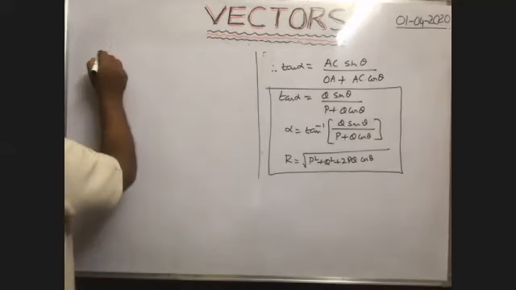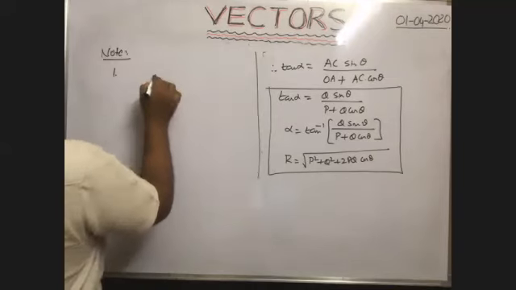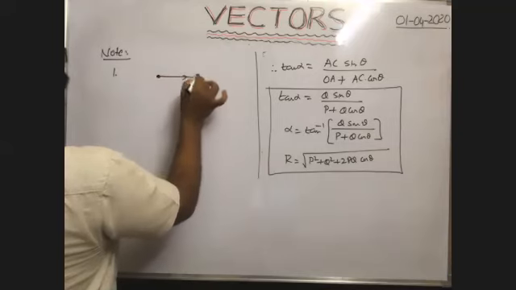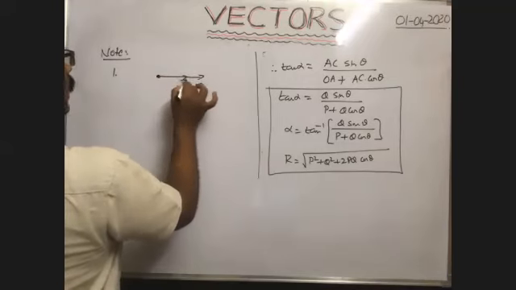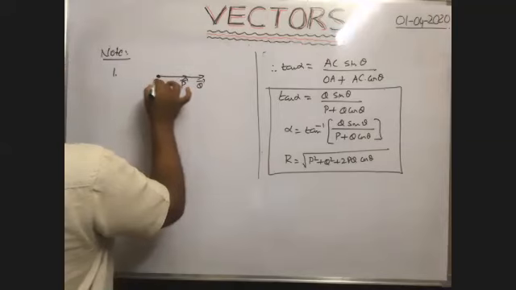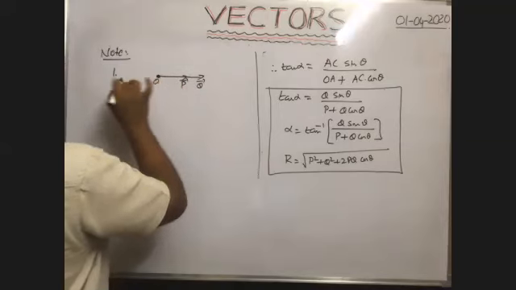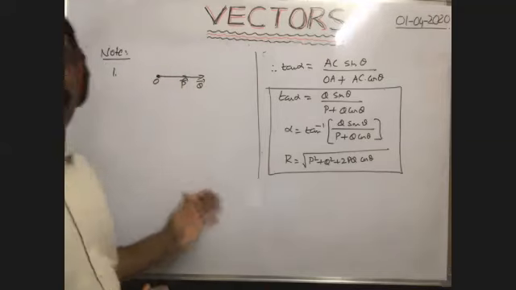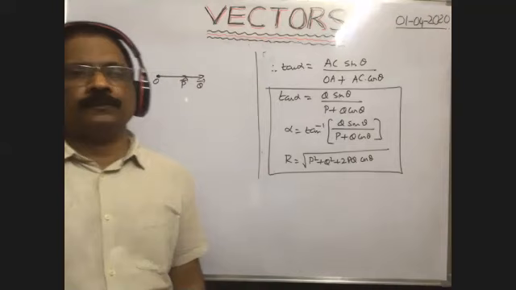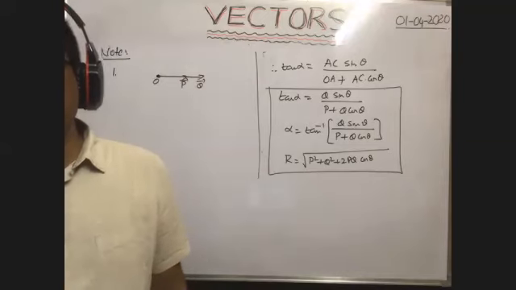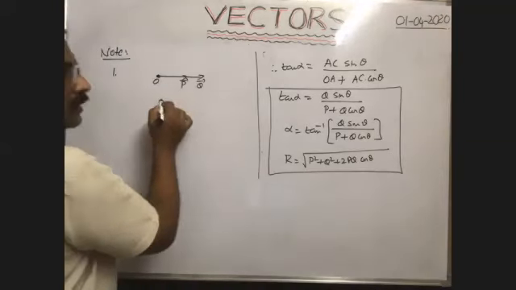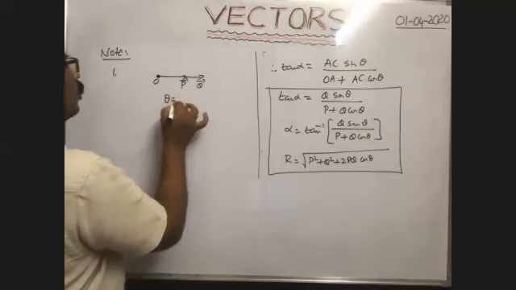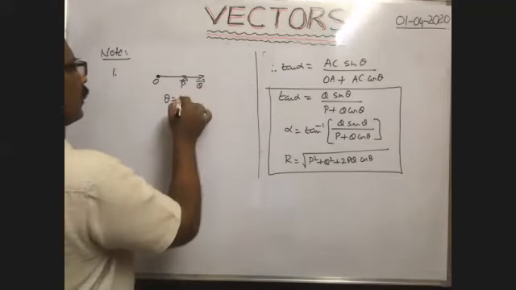Now, note points. First one, when two vectors P bar and Q bar act on a particle simultaneously along the same direction, what is the angle between P bar and Q bar? It is 0, because P bar and Q bar both lie in the same direction. That's why the angle between the two vectors in this formula, theta, is equal to 0 degree.